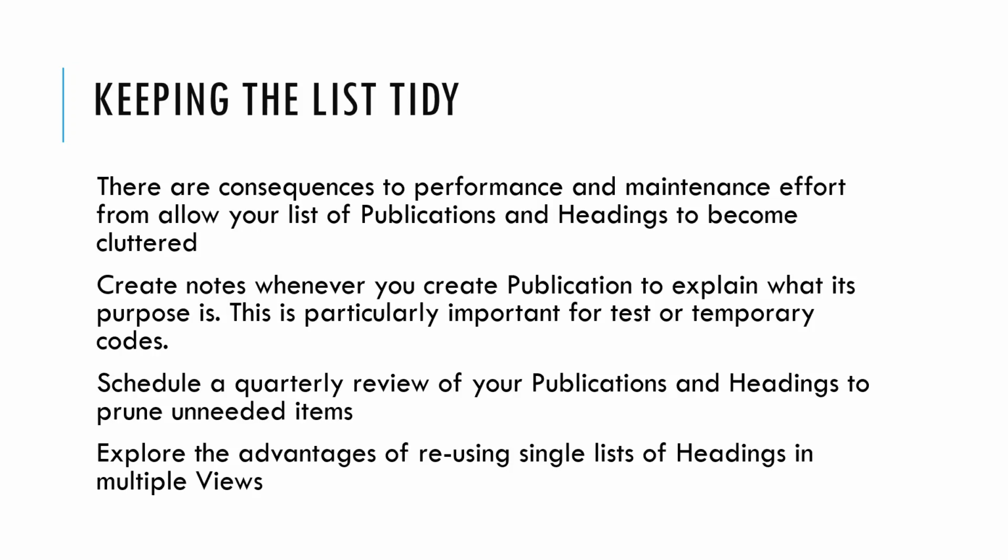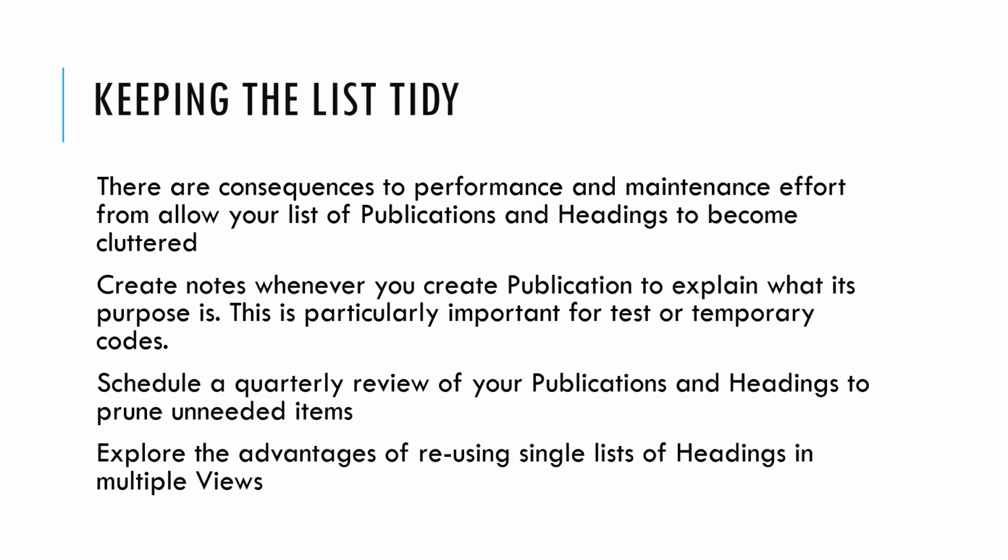The best way to do that is to create notes every time you create a publication code, even if it's a temporary or test. In fact, even more so if it's a temporary or test publication, notes are going to help you figure out in the future why you created that, what it's for, and what you are supposed to do with it. If it is a temporary thing that you're expecting to remove in a week, a proper note would be "temporary publication, delete by," and then put a week from today. And then schedule a quarterly review. Every quarter, go through those notes, go through your publication list, and prune it.